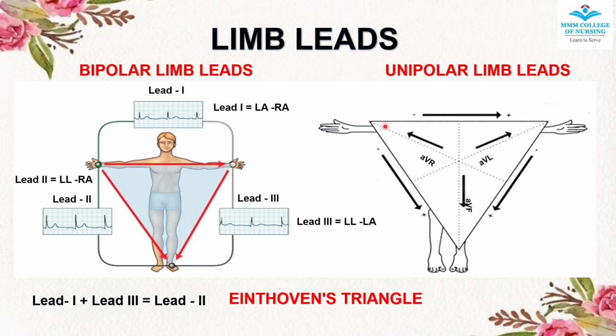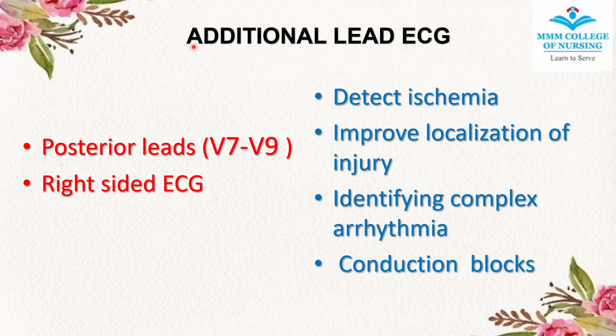So far, we were highlighting the usual way of recording the 12-lead ECG system. In specific circumstances, we will be asked to record additional ECG leads, where along with V1 to V6 in the chest leads, we will be asked to record an extended lead of V7 to V9, which is called extended lead or posterior lead recording. We will also place the electrodes on the right side of the chest and record the right side ECG.